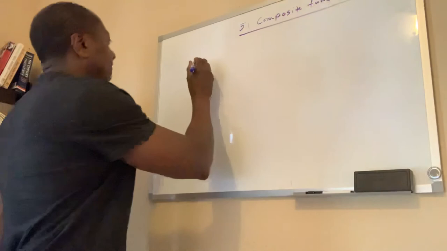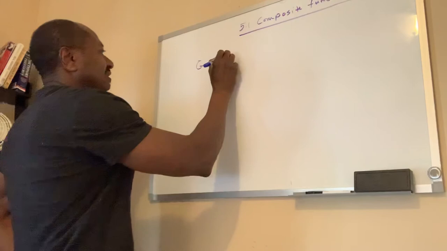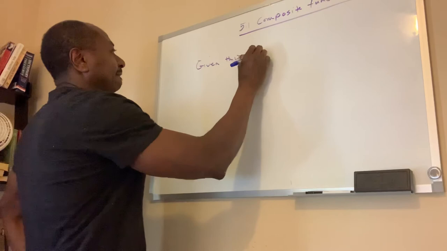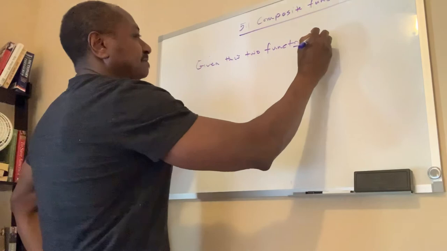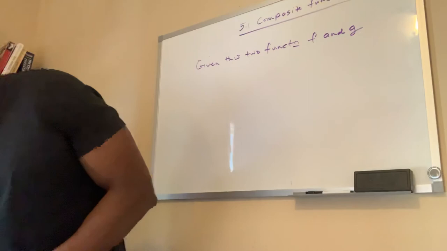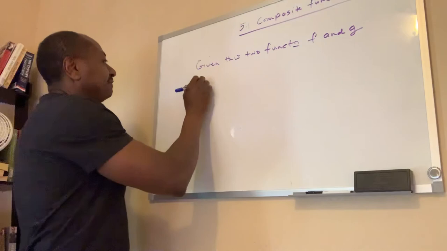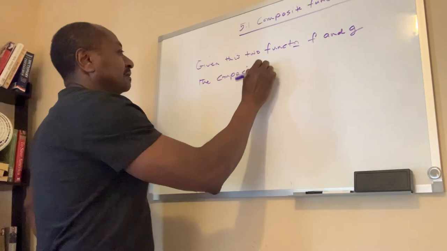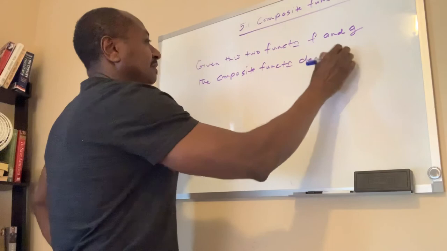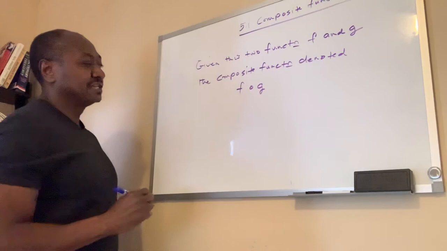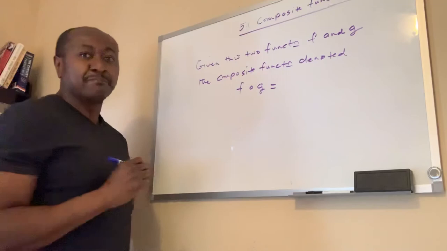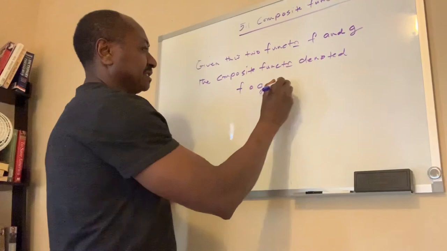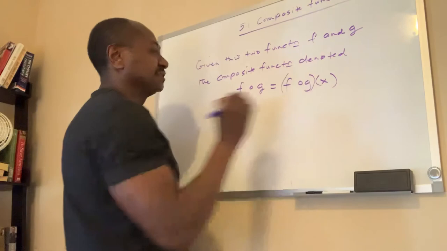We say that given two functions, f and g, the composite function denoted by f of g, that's how you read it, f of g, or the function f composed with the function g. And typically this is how you see it written, f of g of x. The function f is composed with another function g, right?